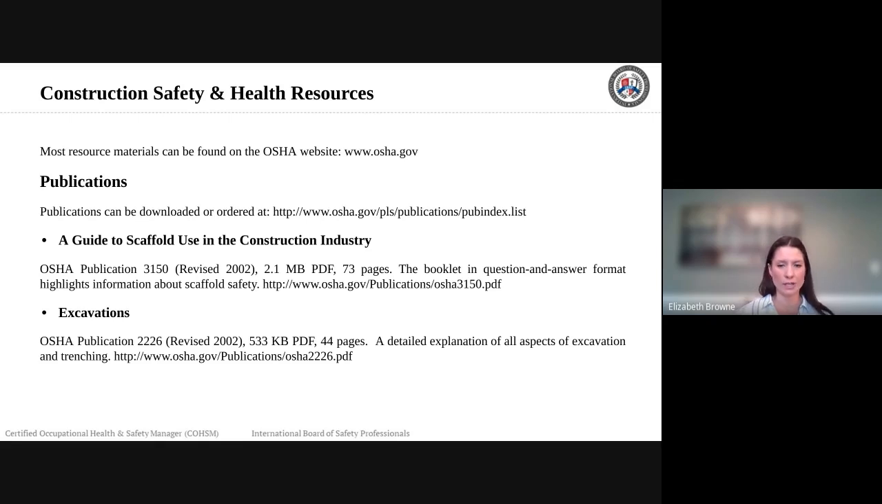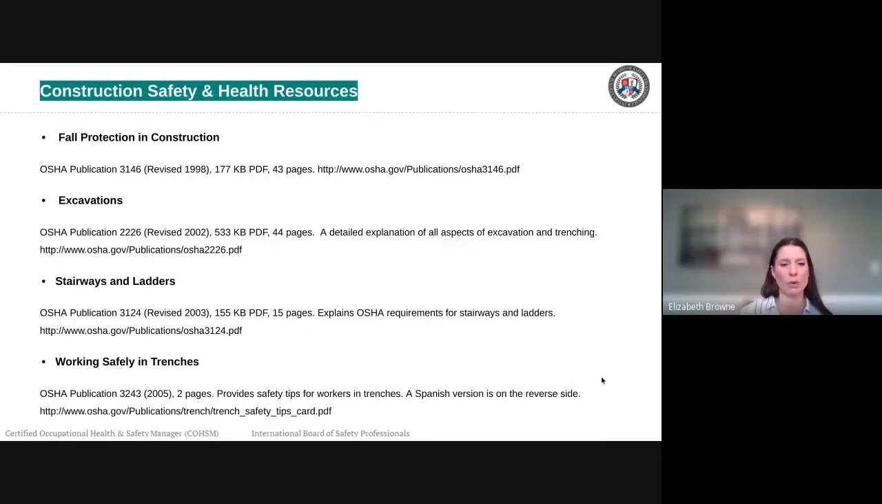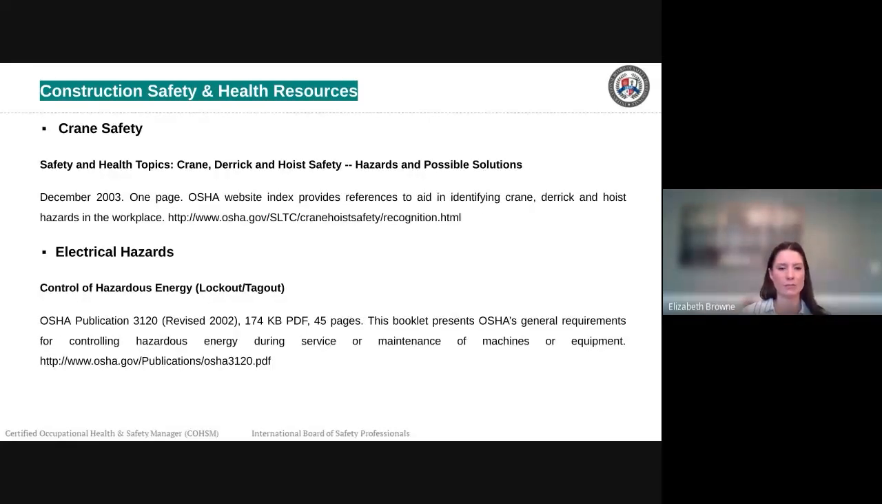There's also a publication on excavations that gives a detailed explanation on all aspects of excavation and trenching. Additionally, we have one on fall protection in construction, one on excavations in particular, stairways and ladders, and working safely in trenches. Some of these are shorter, like 2 pages, that look more like a poster or a handout. Those could be a great resource for you to use when you're coming up with training materials or messages to send out when you're communicating your safety strategies. It also can be useful to use these in your safety meetings. There's also a one-page publication on crane, derrick, and hoist safety with hazards and possible solutions, which would be another great reference.